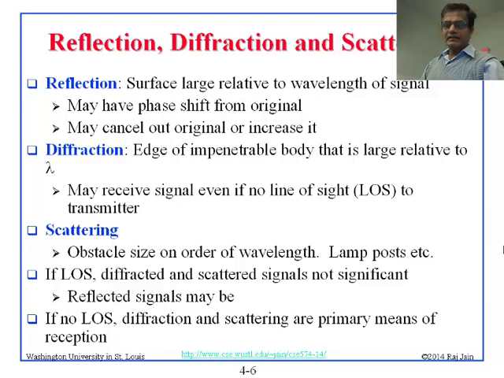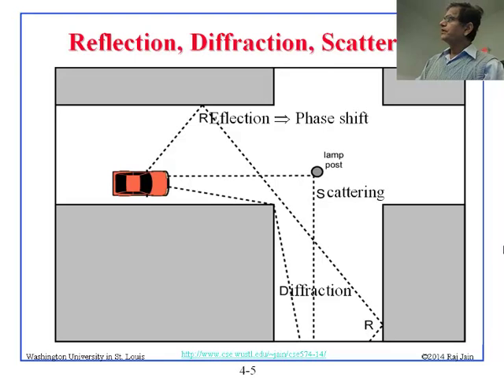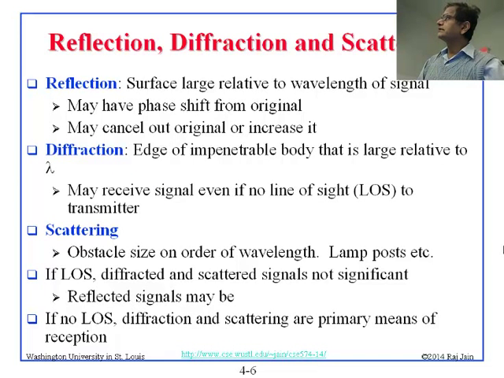And so basically all it is saying is because of the diffraction, even if there is no line of sight, and because of the reflection and diffraction both, and because it is scattering, all of these, there is no line of sight. There is no straight line that can come through, but the signal will be received. Scattering is when it is the order of the wavelength, so it is 12 centimeters or less, and if the line of sight, diffracted and scattered signals are not significant, reflected signal may be if no loss. Okay, so don't worry about all of that.